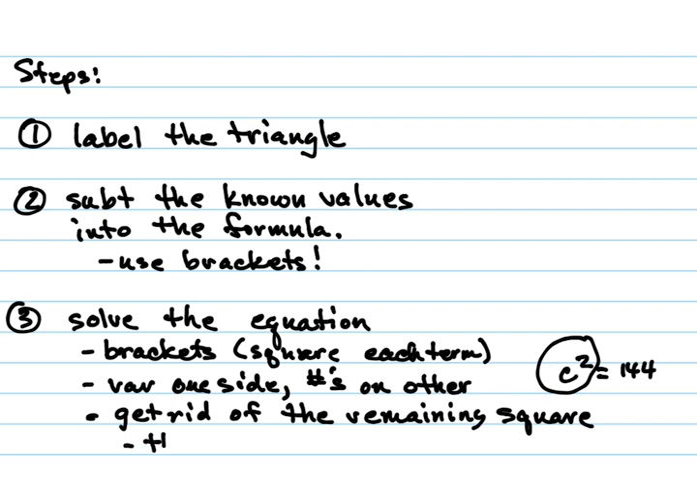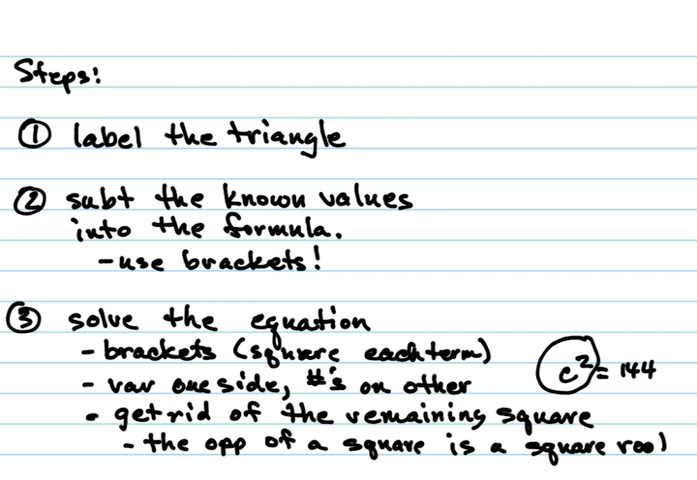So the opposite of a square is a square root. Go ahead and take care of everything else you've done and do this part last. Just take the square root. And remember that whatever you do to one side, you have to do the same thing to the other. So you have to take the square root of both sides.